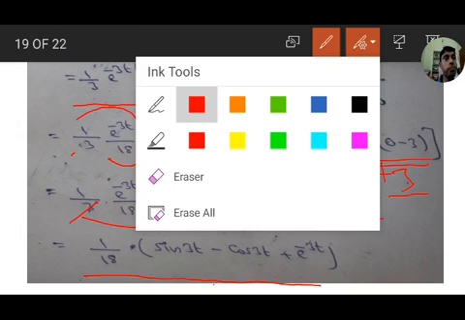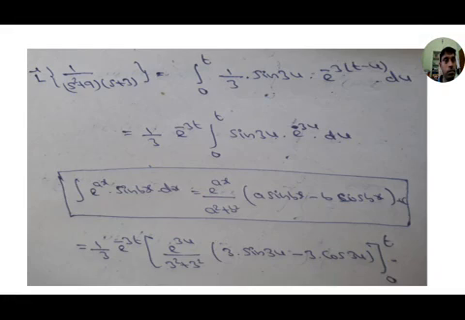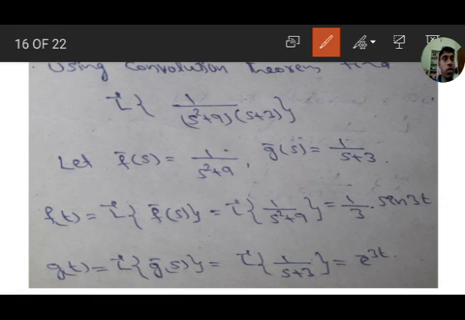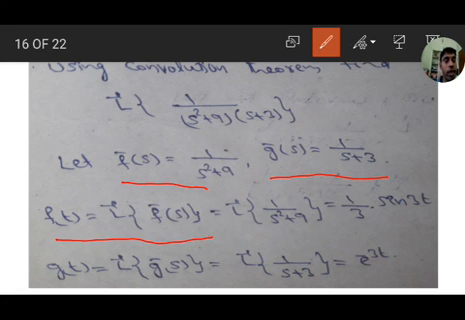I will repeat. Here f bar s equals 1 by s square plus 9, and g bar s equals 1 by s plus 3. So f of t equals L inverse of f bar s, that is L inverse of 1 by s square plus 9, which is 1 by 3 into sin 3t, by formula. g of t equals L inverse of g bar s, that is L inverse of 1 by s plus 3, which is e to the power of minus 3t.